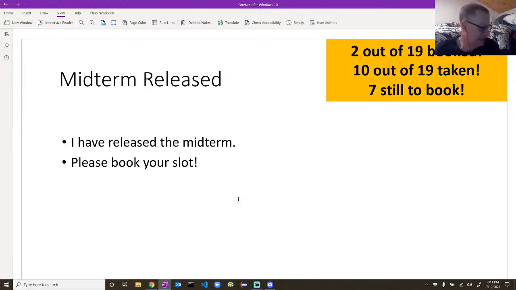Actually, the numbers here are a little bit old. I think I've had another 2 students taken, so there should be 12 of 19 taken. I think at least another 2, maybe 3 students have booked. So I think there might still only be 4 students outstanding still to book.